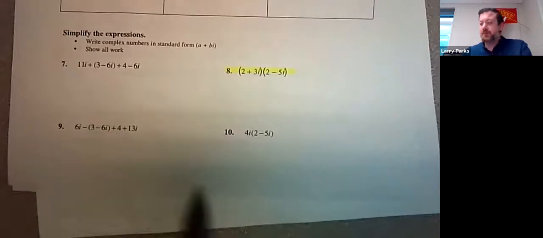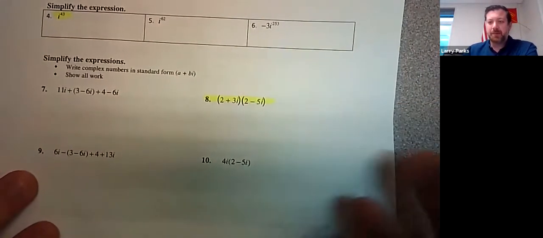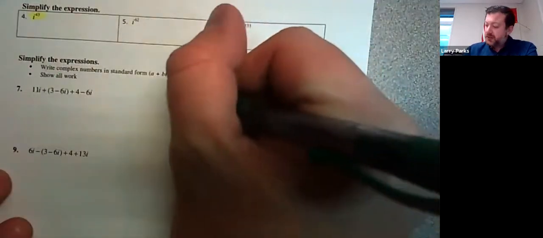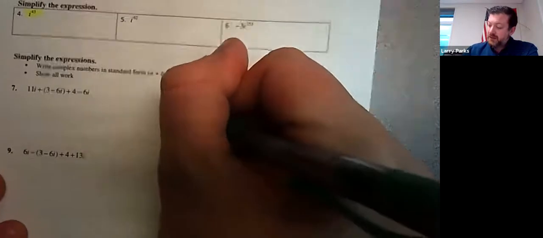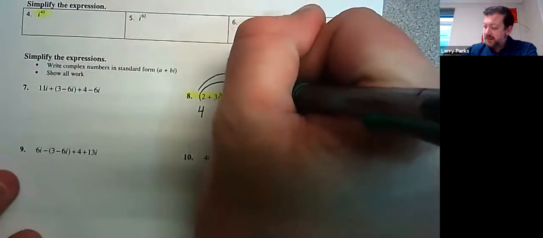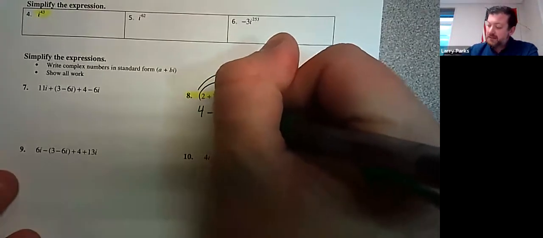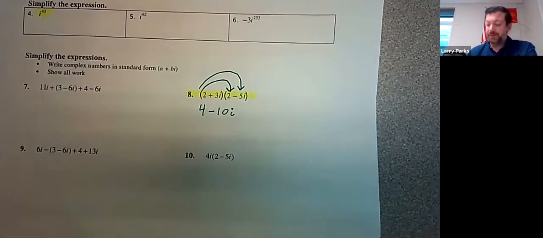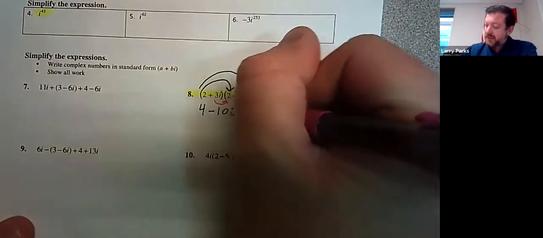So just in case you don't have a calculator, we'll use the distributive property. So I'll go 2 times 2 is 4. And then I'll do 2 times negative 5i, which is negative 10i, followed by 3i distributed. 3i times 2 is 6i.